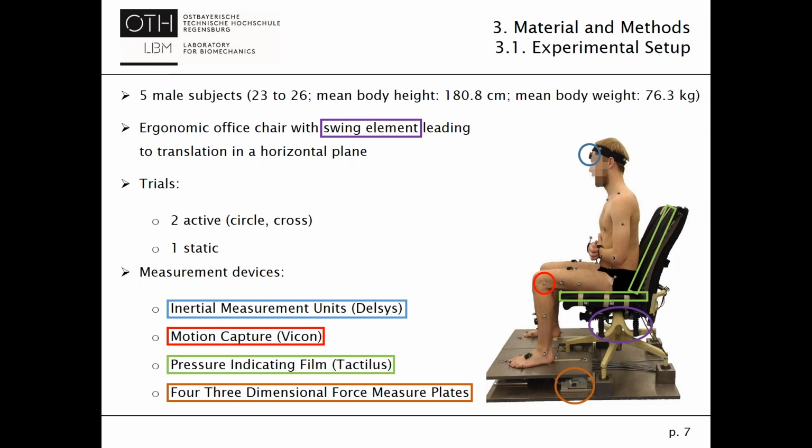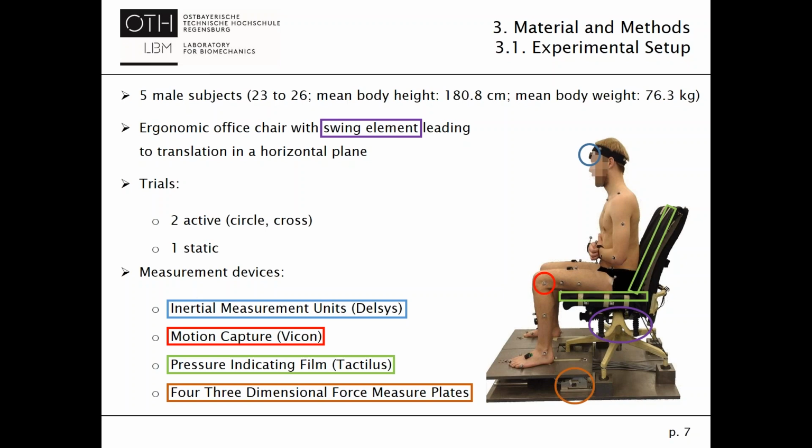This is the gold standard for recording motion, where some reflective markers are attached to anatomical landmarks. Those markers are then captured by several 2D cameras, which record the position, and from this information you can compute the 3D position. For this measurement device we have a sampling frequency of 200 Hz.